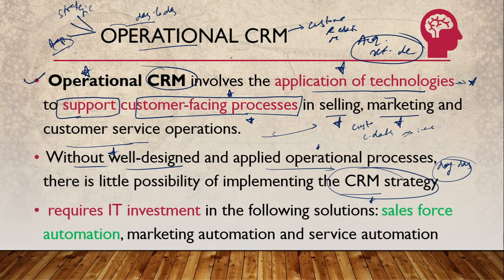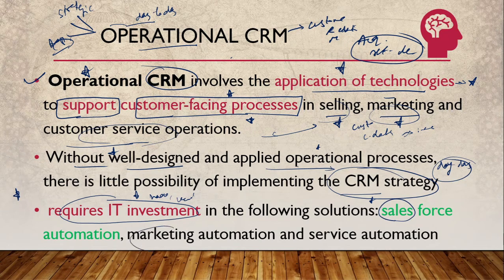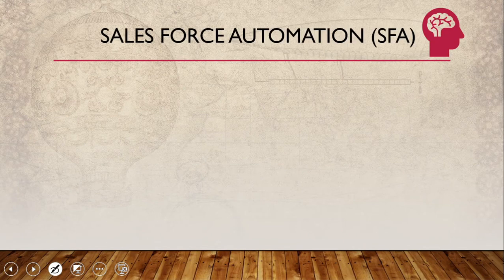Now that we have understood why it is important, next is what it requires. It requires IT, information technology investment. That is nothing but the hardware, software, vendors, and all those things we'll be discussing in the next slide. We need all this in selling, marketing, and customer service operations. These three are handled by the sales team, the marketing team, and the service automation team. First we'll start with how you can improve the customer facing process of selling with the help of CRM, which is nothing but the Salesforce automation.